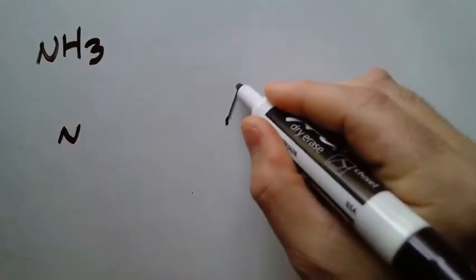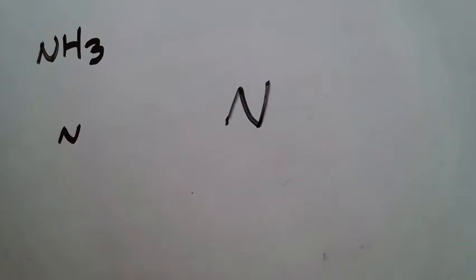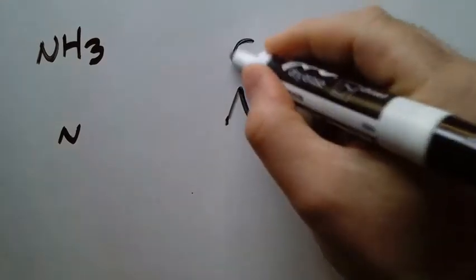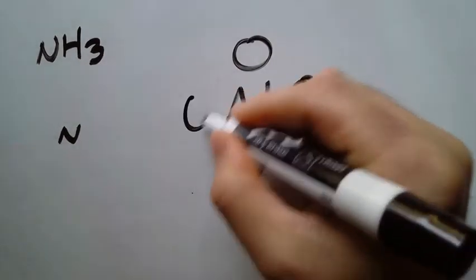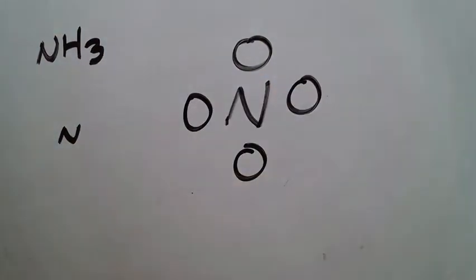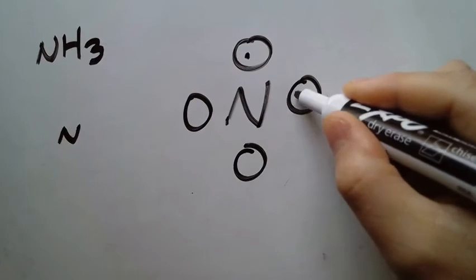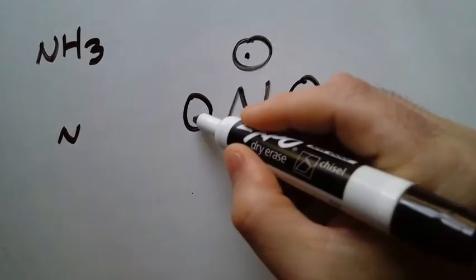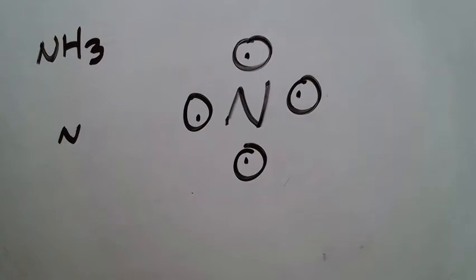Now, when drawing the dots, remember, you put 1 dot in each of the 4 points of the compass, like north, south, east, and west, before you start doubling up. All right? Think about it this way. When you have an element, the valence electrons occupy 4 orbitals around that central element. Okay? And you have to put at least 1 electron in each orbital before you can start doubling up.